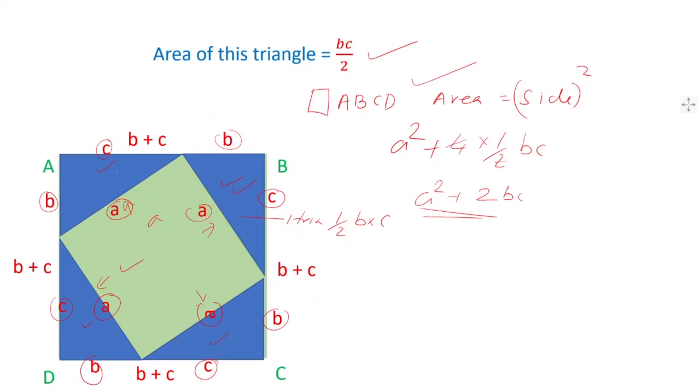What I did is the same triangle I kept 4 in such a way that all its hypotenuses come inside, and the side of the square I made in such a way that it is base plus height, it makes one side. Understood? Keep this in mind. A square plus 2BC is the formula we got to calculate the area of this square, which is equal to B plus C whole square, in fact.